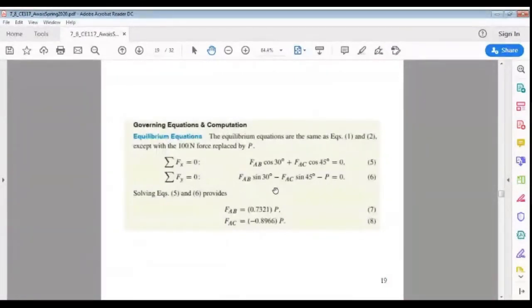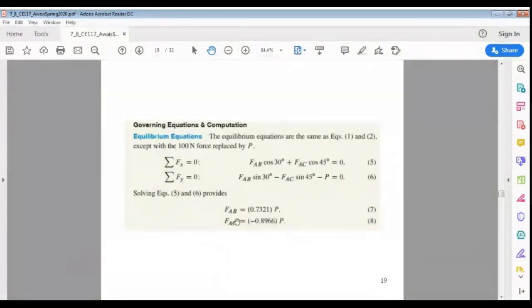The best way to solve this problem is, first of all, write down the force FAB in terms of P, and also write down the force FAC in terms of P. So what you can do is, for example, from here you can find out the value of FAB. So FAB is equal to P plus FAC sine 45 divided by sine 30, and put this value of FAB in equation number 5. Then you will get an equation of FAC in terms of P, and you will find out FAC is equal to minus 0.8966P.